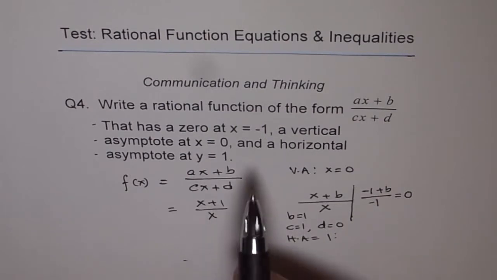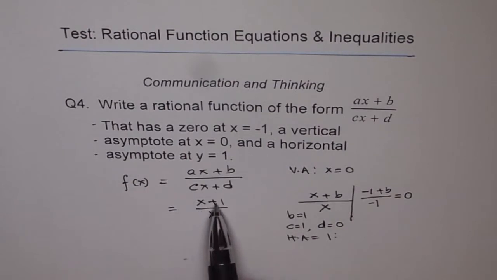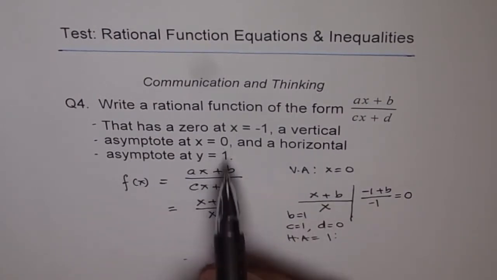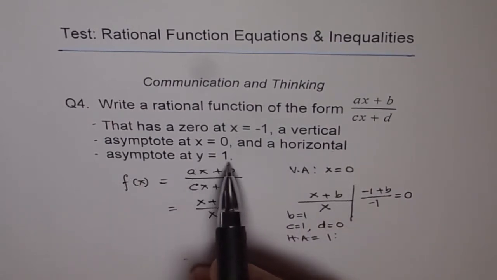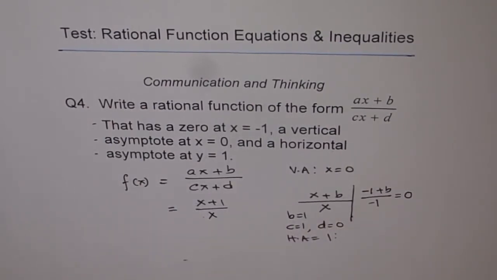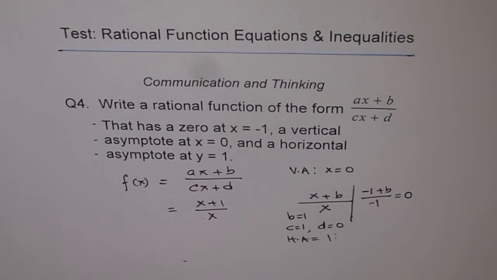Let's check it once again. It has a zero at x equals minus 1: minus 1 plus 1 is 0, so yes, it has a zero, and minus 1 is valid for the denominator. A vertical asymptote at x equals 0: if I put 0 in the denominator, yes, it works. And a horizontal asymptote at y equals 1: the ratio of the leading coefficients is 1, same coefficients, so that also works. So this is the simplest equation in this form which follows all the conditions given to us. So that's the answer.